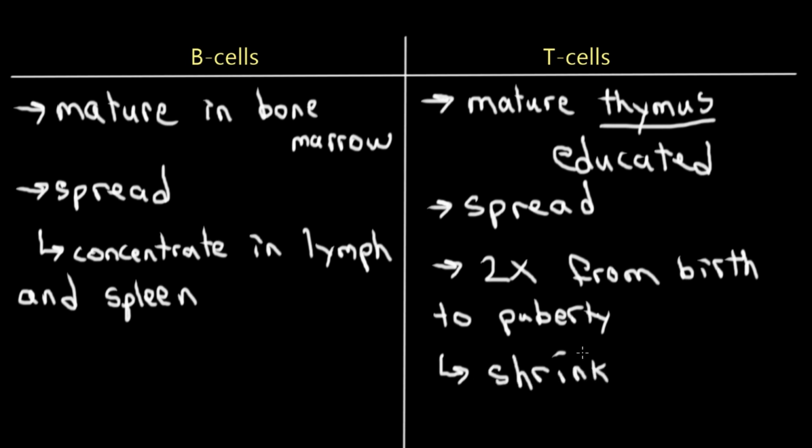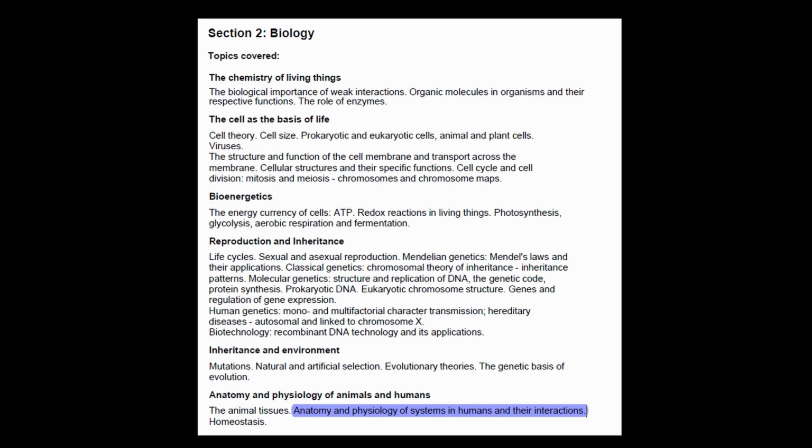So this is why our immune system is not going to be as responsive, it's not going to be as strong as we age past puberty. So this concludes our first video on the immune system. In the next one, we are going to talk about the innate immune response versus the adaptive immune response in greater detail.